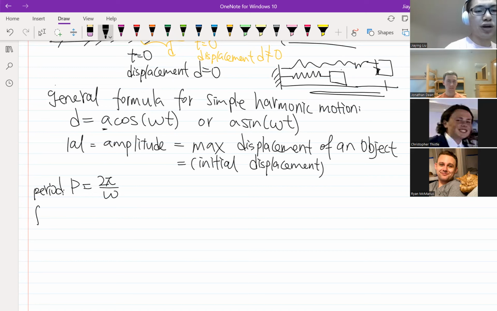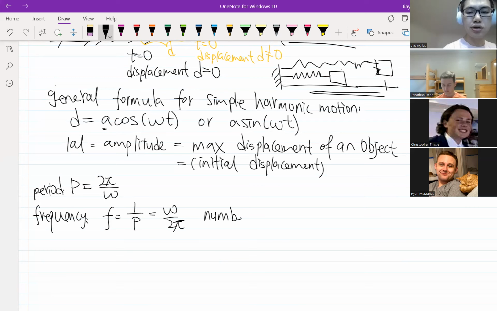There's one more term we haven't talked about, but you're probably seeing it in a physics class. It's frequency. F is equal to 1 over the period, which, if you flip the fractions, is going to be omega over 2 pi. So the frequency is going to tell us the number of cycles per unit time.